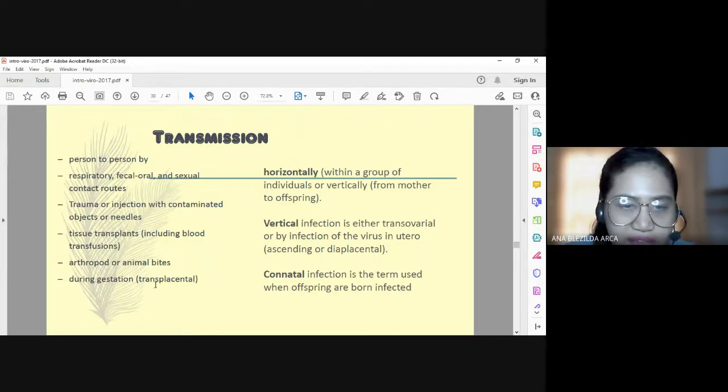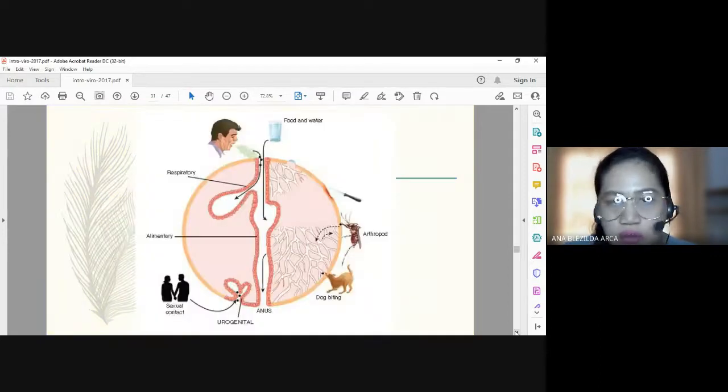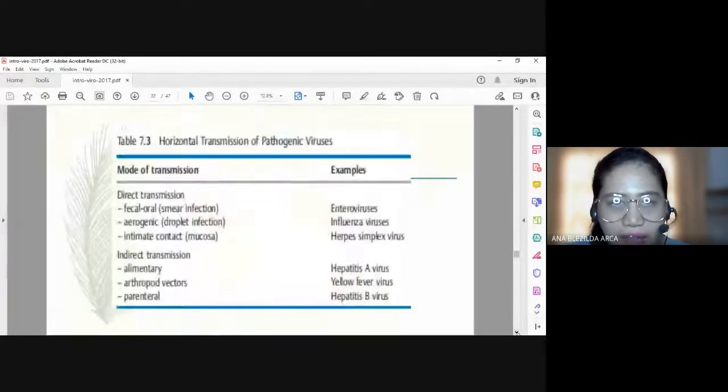Paano ba itong transplacental na yan? Yung mother mo, meron pala siyang HIV. Hindi niya alam na may HIV siya. Tapos nagbuntis siya, kaya paglabas ng anak, may HIV na rin yung baby. That's an example of transplacental. So again, ito yung example din. Pwedeng through food and water na nalunok mo. Respiratory, pwede rin. Arthropod, mga lamok. Dog biting. And then urogenital through sexual contact. And then lalabas din siya sa anus yung mga virus. Okay, that is an example of transmission cycle.